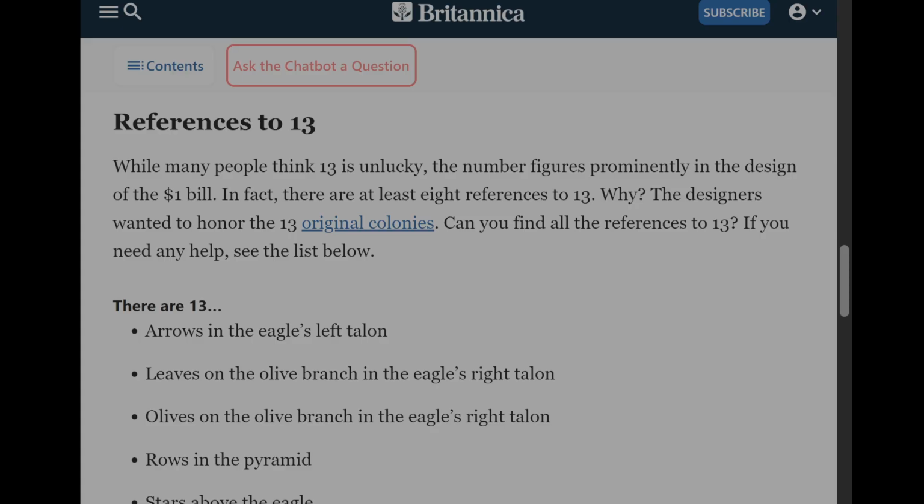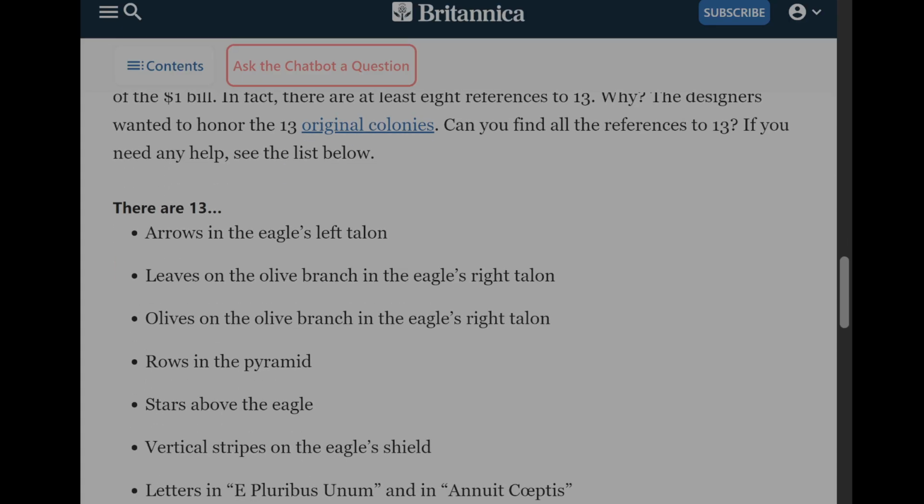While many people think 13 is unlucky, the number figures prominently in the design of the $1 bill. In fact, there are at least 8 references to 13. Why? Designers wanted to honor the 13 original colonies. Can you find all the references to 13? There are 13 this, 13 that. Remember, they also take it from the Bible. Almost everything that they talk about and everything that's developed in the world is always something that comes from the Bible. And then they just manipulate it.